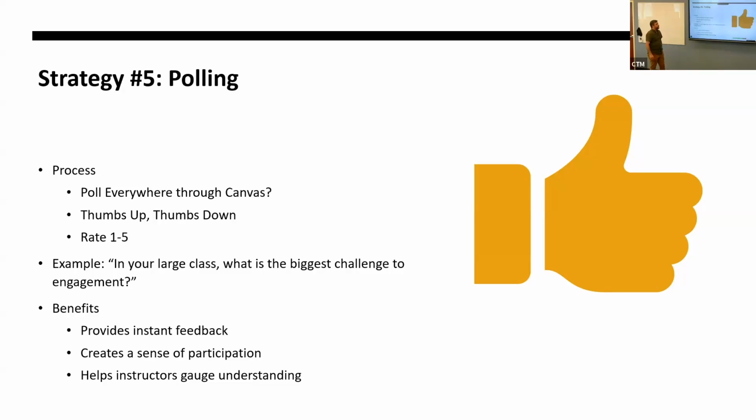I did with my chorale yesterday, a scale of 1 to 5. How comfortable are you with this piece of music? 5 is I could perform it today. 1 is I don't even know where the notes go. And they just put the numbers up. We could do that with anything. That's really helpful to do that.